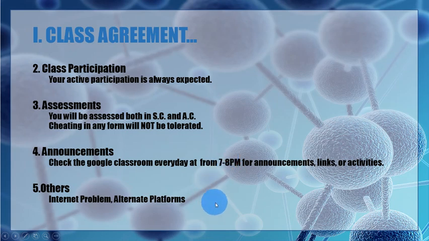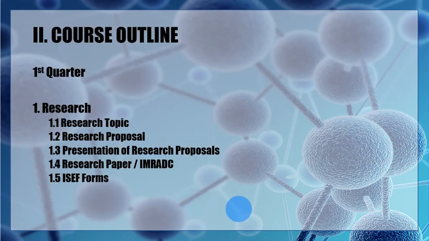And other concerns, let's say you've got internet problems, the solution to that will be alternate platforms. So you have to inform me via Messenger, FB Messenger, or group chat, if you have internet problems, so that I will do anything I can to help you with that. Probably I can send you some link that you can work on offline, something like that. Offline ones downloaded, of course. Alright, let's proceed with the next one.